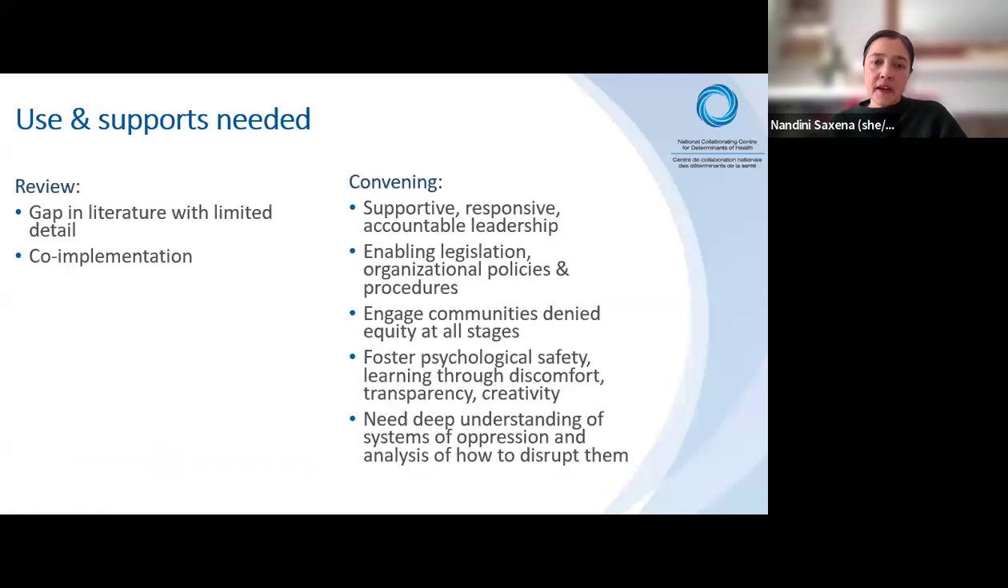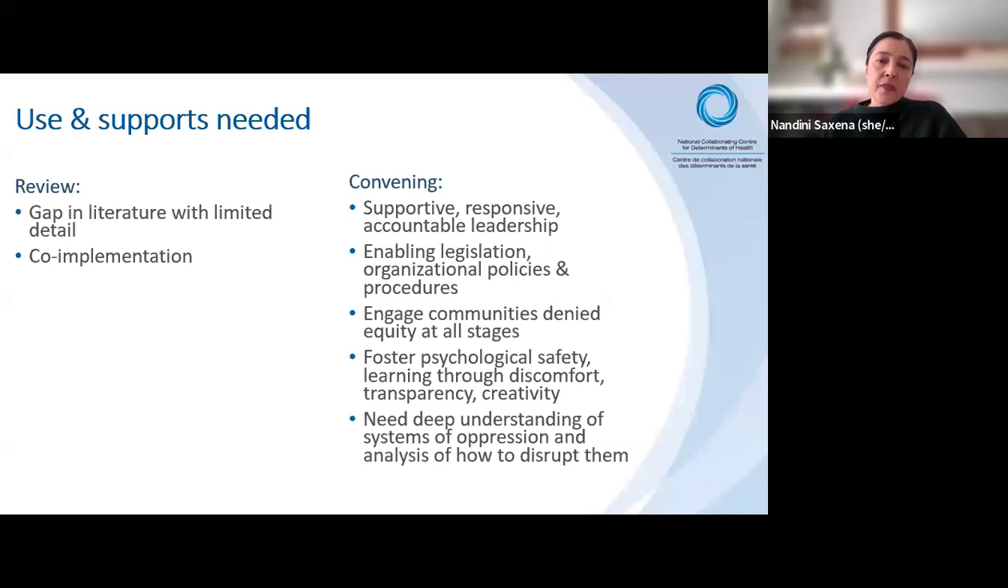Moving on to use or implementation and the types of supports needed, what we found is that most of the frameworks we looked at in the review, they talked about work that needs to be done, but they didn't offer a lot of information about how to implement. Mostly they provide only high-level recommendations. A theme that did emerge in the review is the need for co-implementation of frameworks with partners and with communities made to experience different forms of oppression.